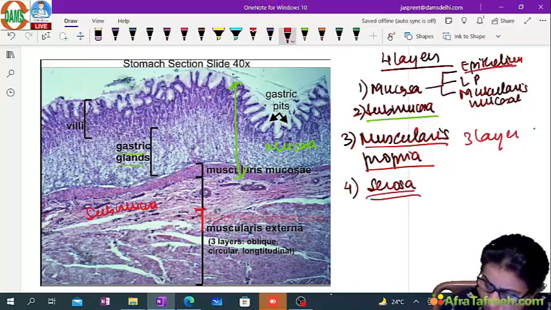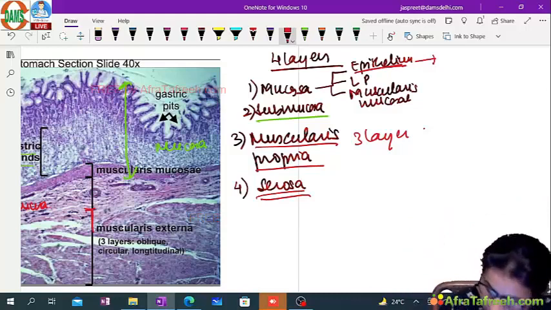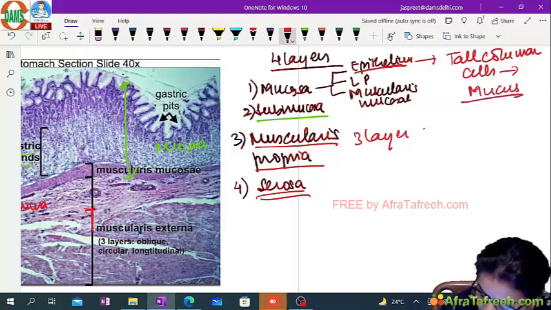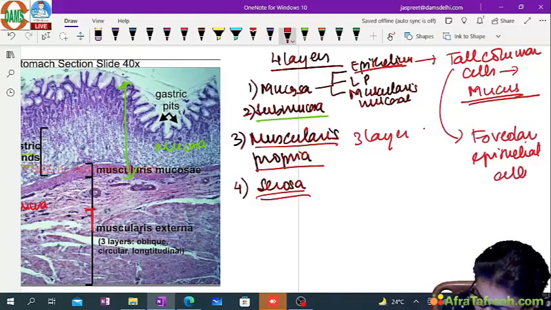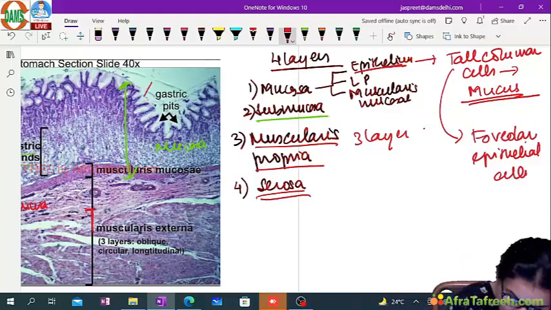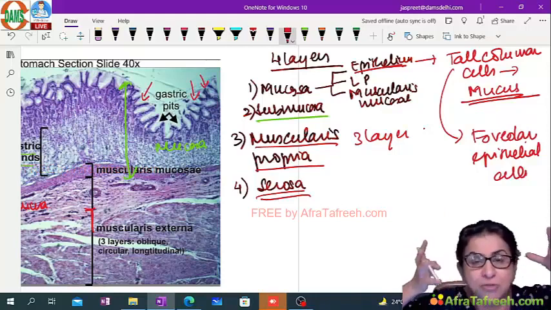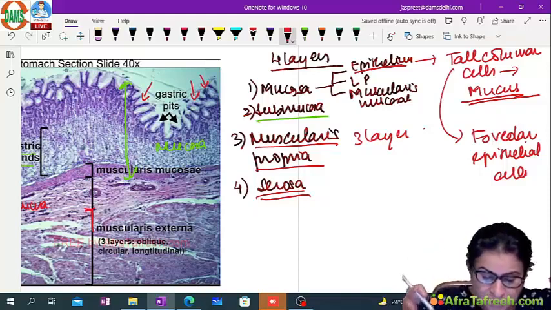Okay, now look at the epithelium of the stomach. The epithelium is tall columnar cells, and these cells produce mucus. These are mucus producing cells. These tall columnar cells are also called foveolar epithelial cells. The lining epithelium, which I am labeling in red now, is tall columnar cells. They produce mucus, and these cells are called foveolar epithelial cells.